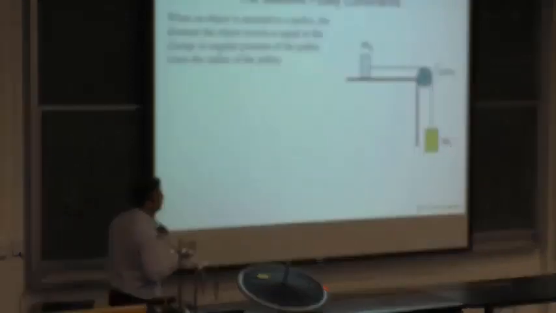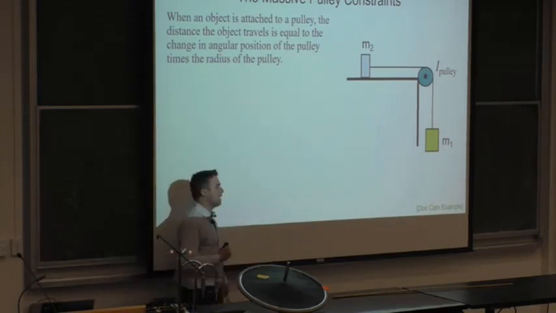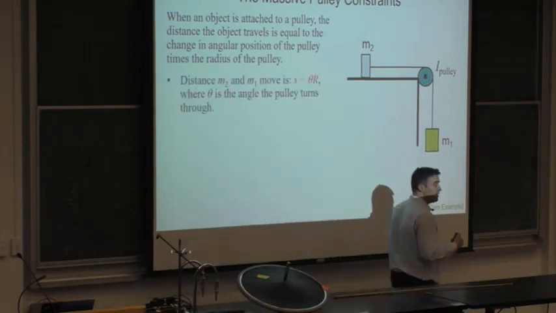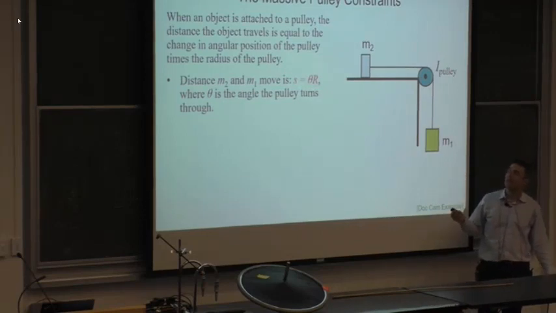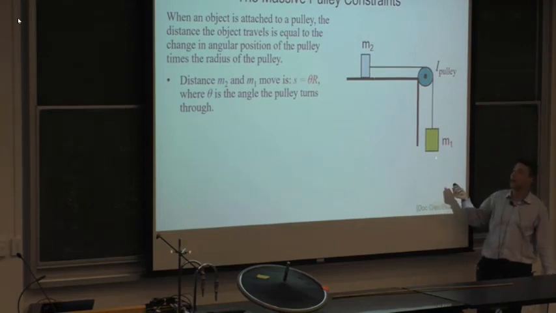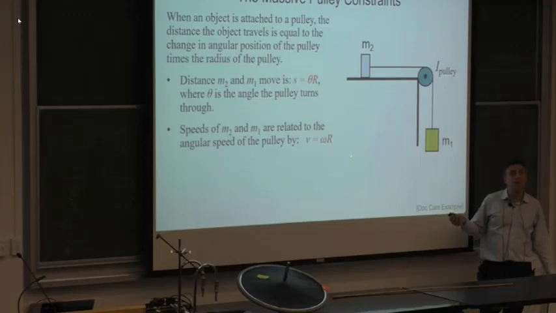Okay, so basic idea. When an object is attached to a pulley, the distance the object travels is equal to the change in the angular position of the pulley times its radius, because the rope doesn't slip as it goes over the pulley. That's S equals theta times R, where R is the radius of the pulley and S is the distance either one of these travels. It could be X or Y here. If you take the slope of S versus time, you get that the velocity of either of these masses is equal to the angular velocity of the pulley times R.